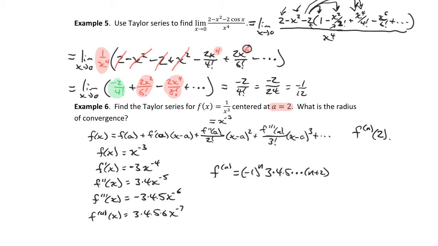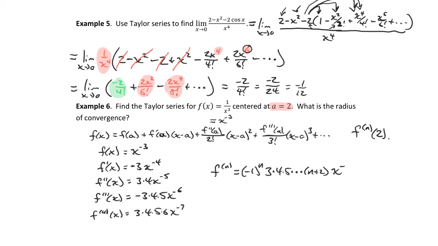How about the exponent of x? It will be x to the negative, and then notice the exponent is 1 beyond the last number we had, so negative n plus 3. And so the nth derivative, that was just a formula for the general nth derivative. The nth derivative at 2 will be negative 1 to the nth times 3 times 4 times 5 times n plus 2 times 2 to the negative n plus 3.